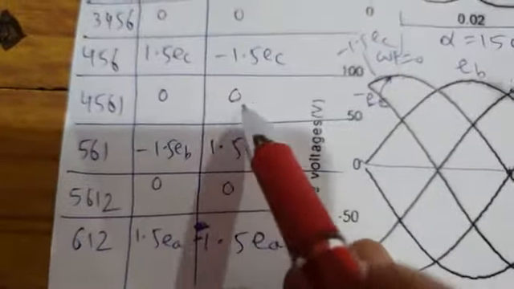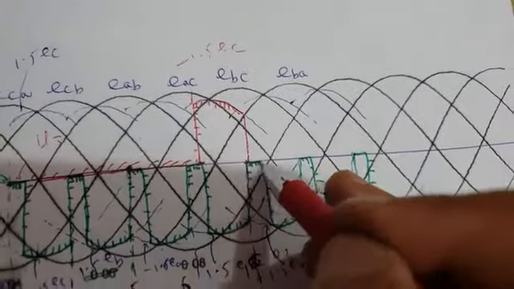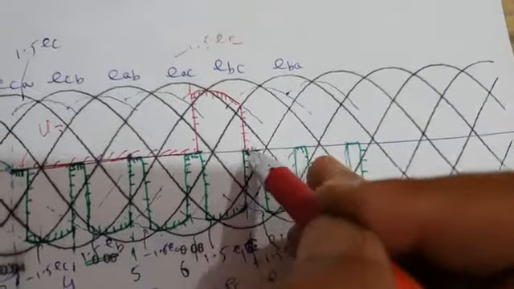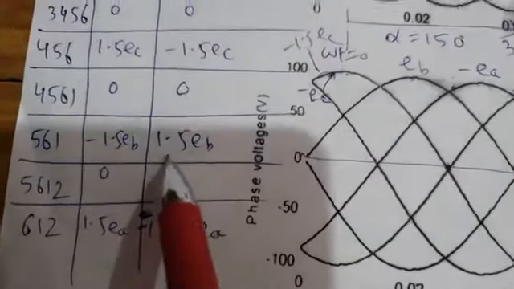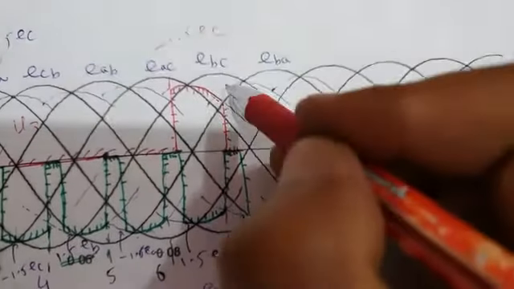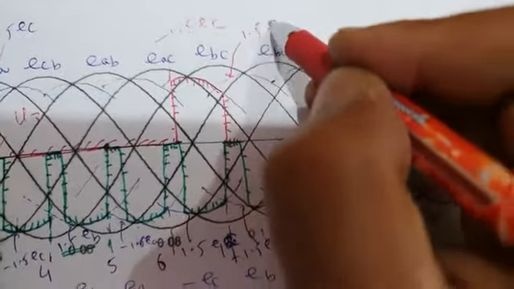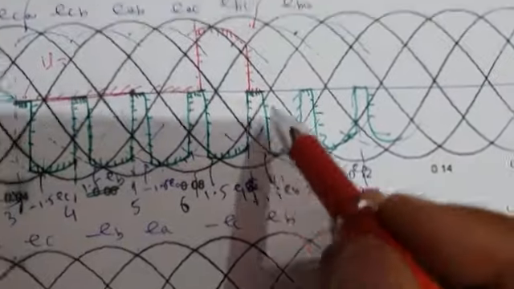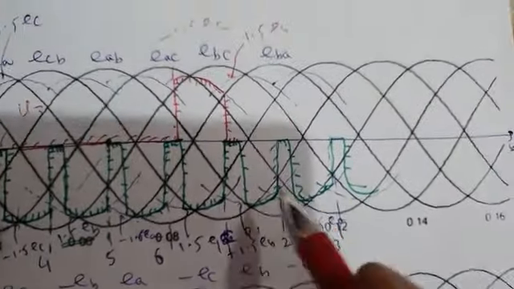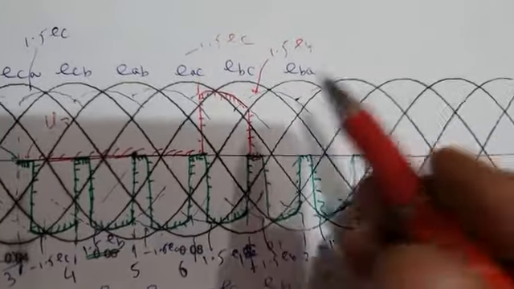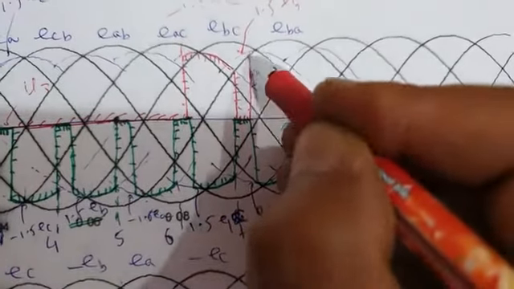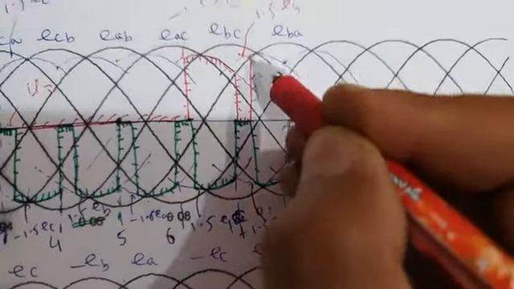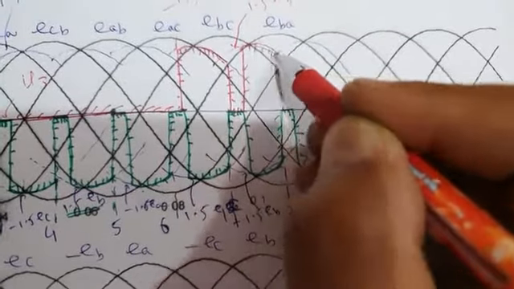And then for 15 degrees, it is again 0. So it will go down, and for these 15 degrees, it will be 0. Load voltage during this period is also 0, you can see. And then it is plus 1.5 EB. What is this plus 1.5 EB? This is plus 1.5 EB, because below it is minus 1.5 EB. So it will go up and follow this till next instant of firing. This is your next instant of firing. So it will follow this pattern.